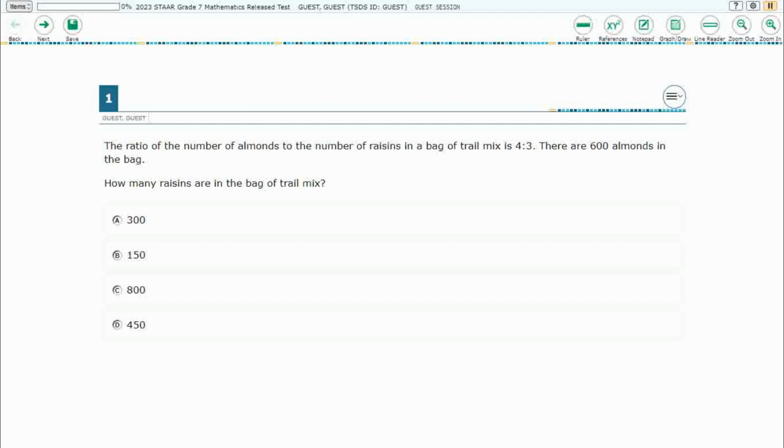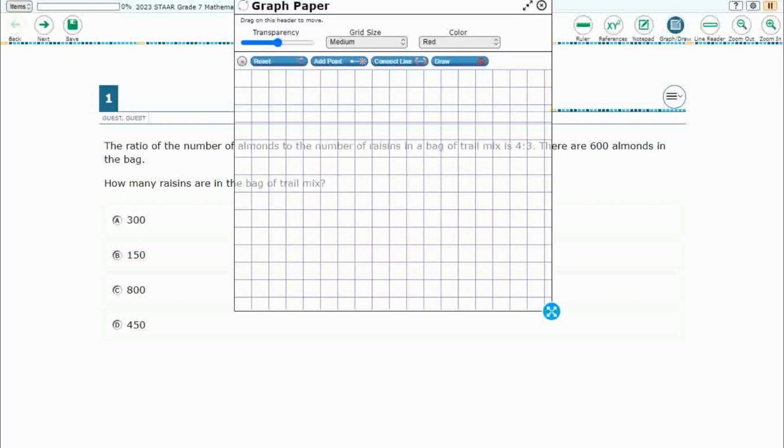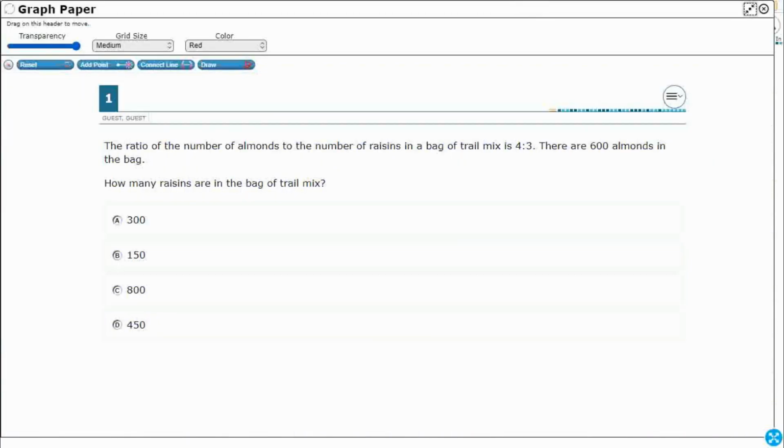So number 1 looks pretty straightforward here. They're going to tell us straight out of the gate that we've got a ratio, so I'll draw my fraction bar. We've got the number of almonds to the number of raisins. I'll represent it by this fraction here. The bag of trail mix is 4 to 3, so 4 almonds to 3 raisins.